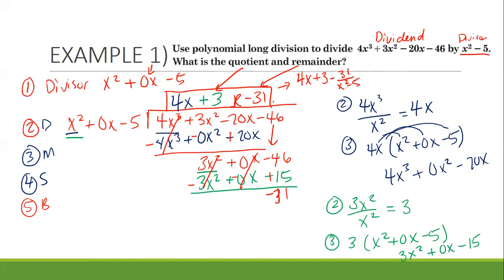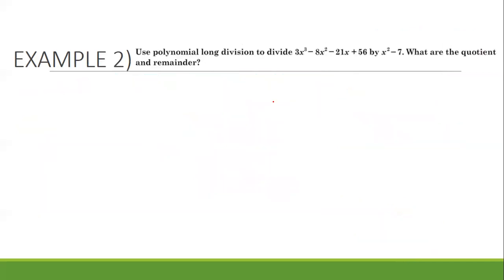All right, how we feel? Remember, same things. Divide, multiply, subtract, bring down. Divide, multiply, subtract, bring down. The only difference here is that you have variables and you have terms instead of place values. It just looks like a lot more. Okay. All right, let's try it again.